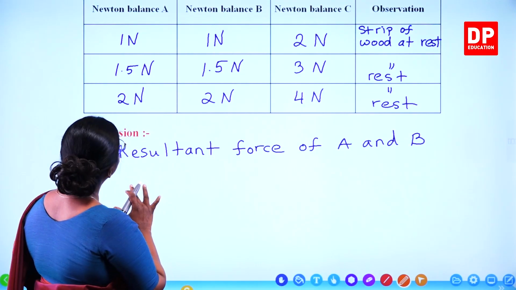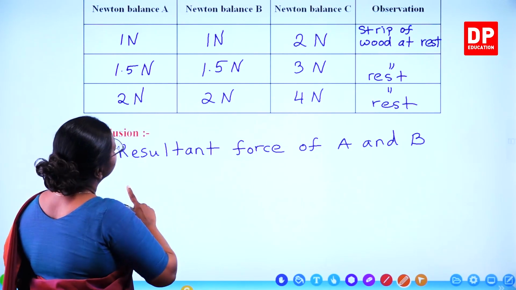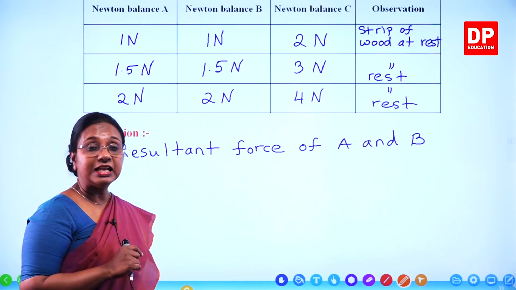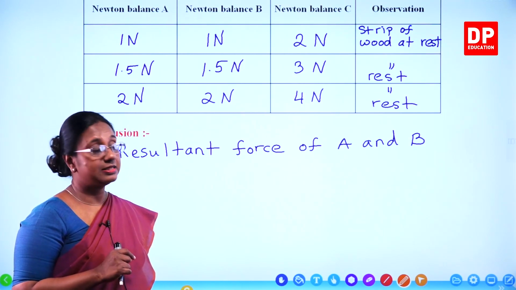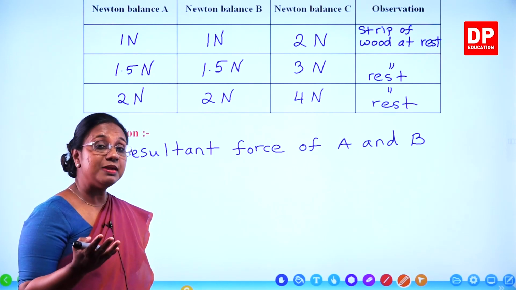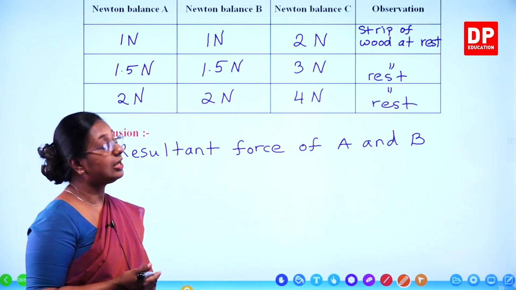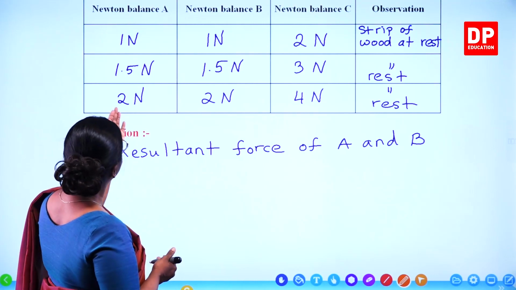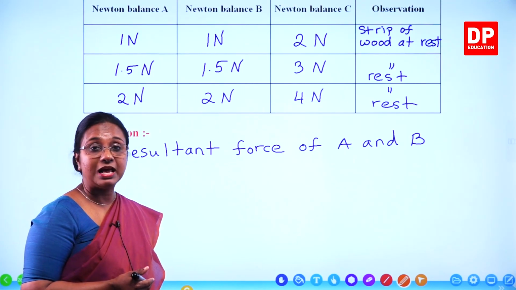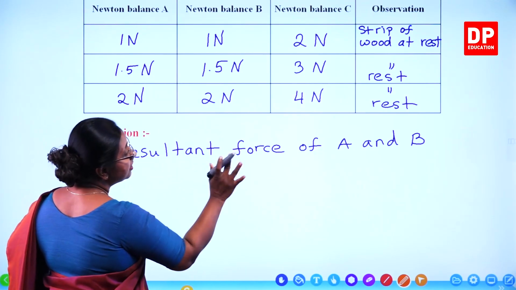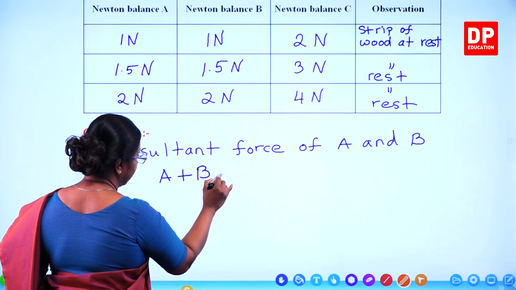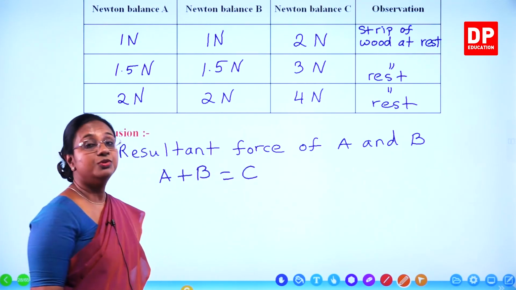what can you see from there? 1 Newton, 1 Newton, that is equal to 2 Newtons. That was the reading of Newton balance C. Again 1.5, 1.5 Newton, so the sum is 3 Newton. That's again equal to Newton balance C. 2 Newton, 2 Newton, 4 Newtons, again equal to Newton balance C. So the resultant force of A and B, that is given as A plus B, was equal to C.